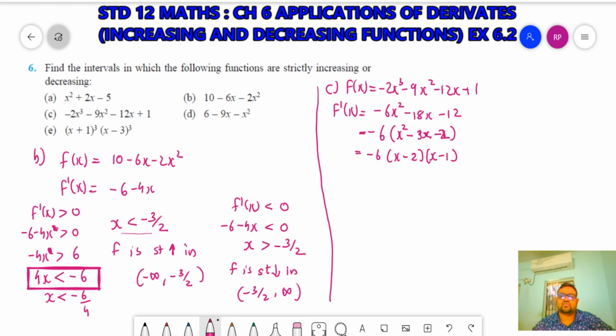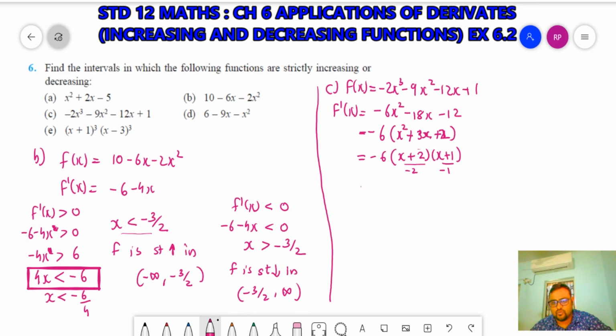Okay, so x minus 2 equal to 0, that means x will be equal to 2. Here still there is a mistake. It will be x square plus 3x plus 2. Okay, so the factorization will be x plus 2, x plus 1. So x plus 2 equal to 0 means minus 2, x plus 1 equal to 0 means minus 1.